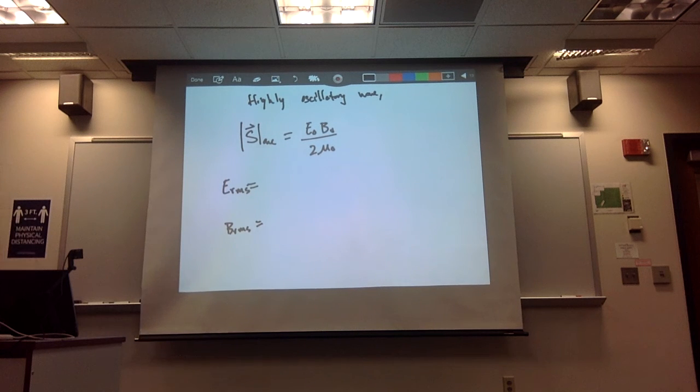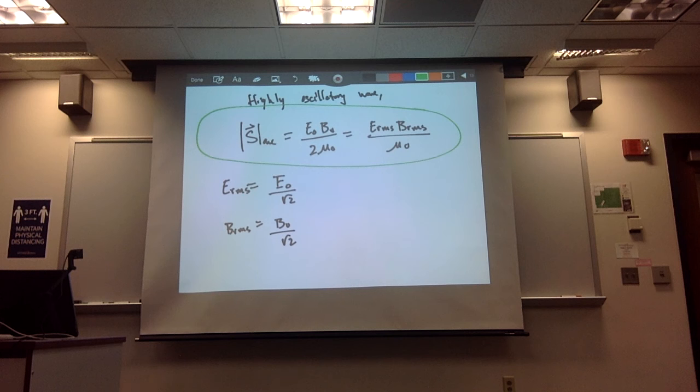So this is going to be equal to the magnitude of the electric field divided by the square root of 2. This is then equal to the magnitude of the magnetic field divided by the square root of 2. So this is the RMS value of the electric field times the RMS value of the magnetic field, all divided by mu naught. So for a highly oscillatory source, this is our average, which is also equal to our intensity.